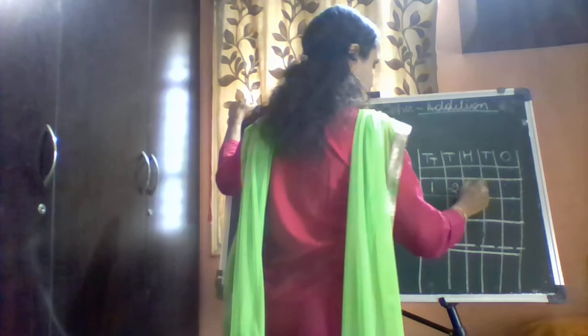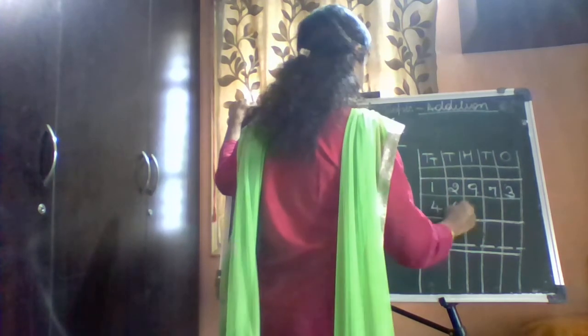Write the next numbers down. 12,973 and then 46,016. Now add it.